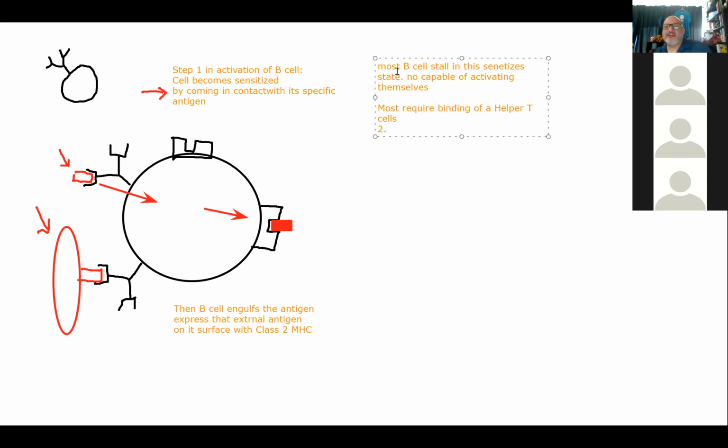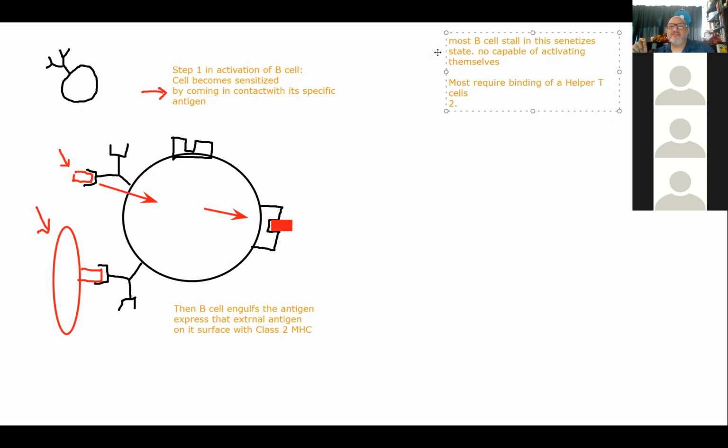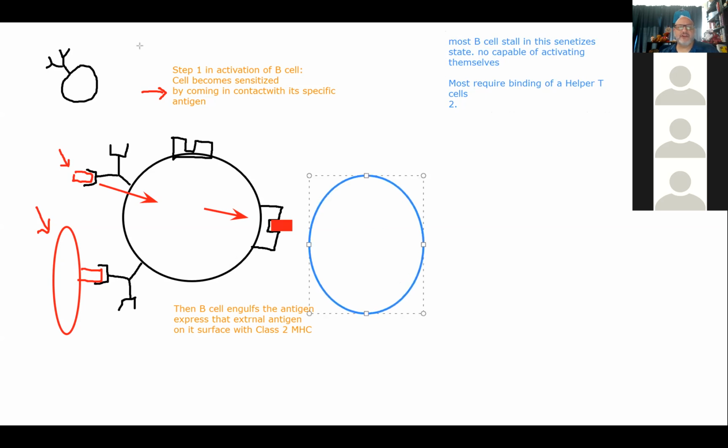All right, so we need 2 things. Notice these 2 things are not happening at the same time, the same way we saw with the T cells. These things are sequential. First sensitization, then activation. But what's going to happen next is our friendly neighborhood B cell is going to come in.